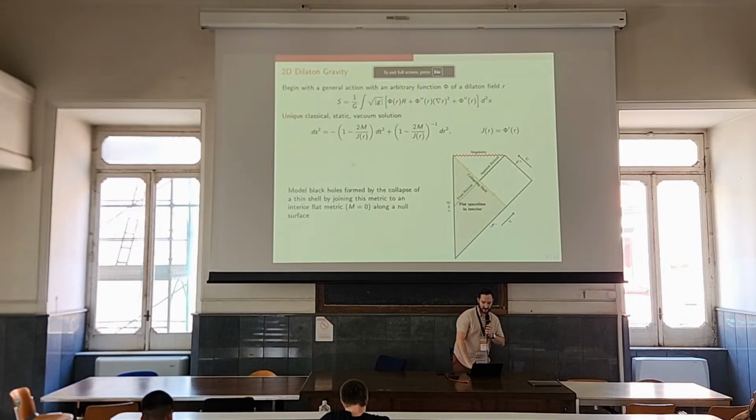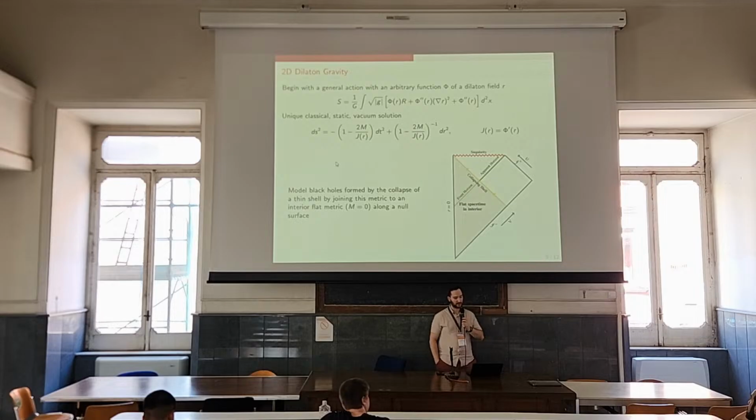And this theory has a one parameter family of static vacuum solutions given by that metric here, which is basically the Schwarzschild metric, but now with this arbitrary function J of R. And to model the formation of a black hole, we glue together two of these static solutions, an interior solution with m equals 0 and an exterior solution with m greater than 0, across a null surface, and that gives this picture there. So you have the shell in yellow coming in as it converges, it creates an apparent horizon in green, behind which is a singularity.